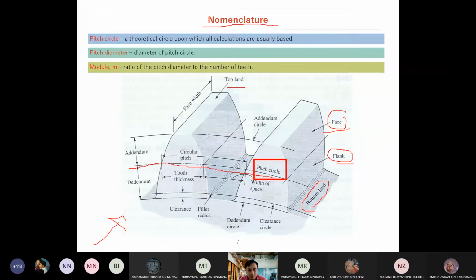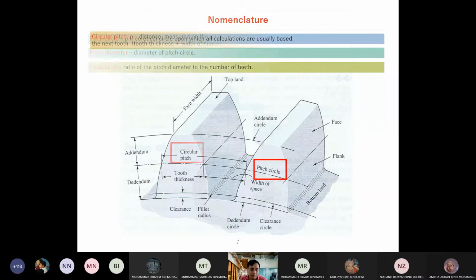I'll draw it. Why do we call it the pitch circle? Like I said earlier, the gear comes from a cylindrical roller. So the pitch circle can be defined as the diameter of the roller. That's why we say all calculations are usually based on it. Let me erase that for a moment. This is the pitch circle, and we have the pitch diameter.